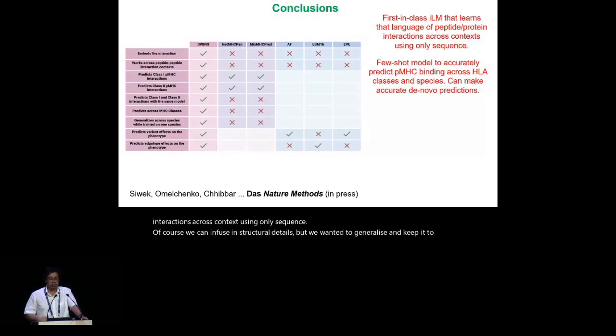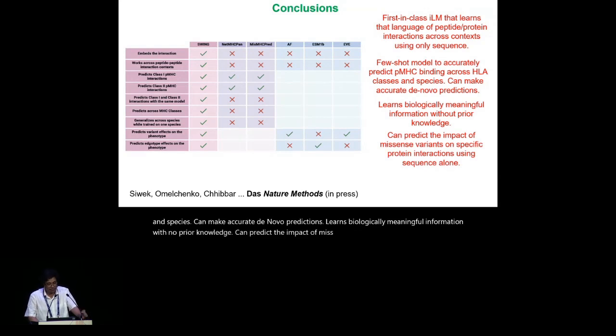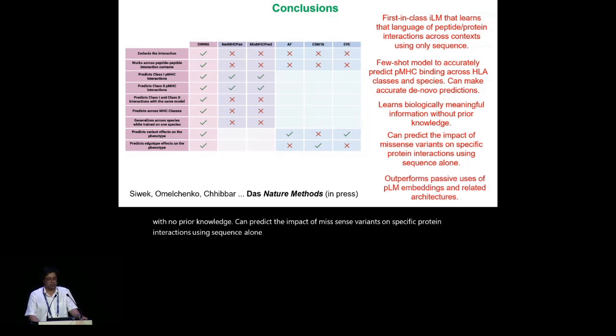It's a few-shot model to accurately predict PMHC binding across HLA classes and species, can make accurate de novo predictions, learns biologically meaningful information with no prior knowledge, can predict the impact of missense variants on specific protein interactions using sequence alone, and it outperforms passive uses of PLM embeddings and related architectures.